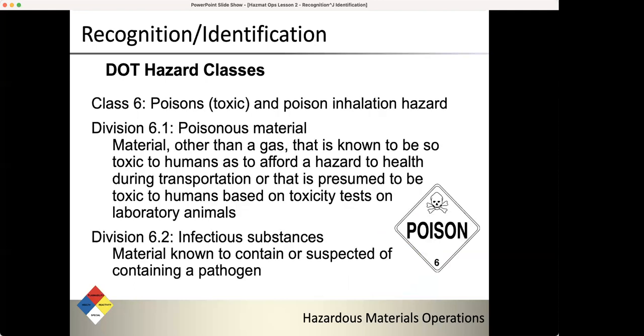Class 6 is poisons and poison inhalation hazards. This is anything other than a gas that is known to be so toxic that it is a health hazard during transportation. 6.2 is infectious substances or suspected of containing a poison. This symbol is going to be the skull and crossbones. It's going to be black and white in color.